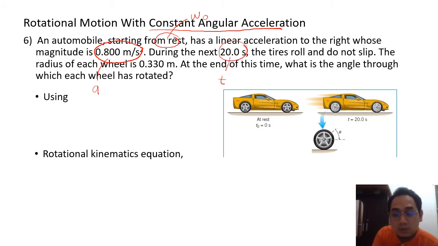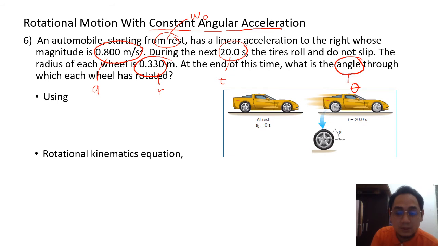The tires roll and do not slip. The radius of each wheel is 0.33 meter. Okay, so this is the value of r. At the end of this time, what is the angle through which each wheel has rotated? Okay, so the question wants us to find the value of theta. So what formula should we use?